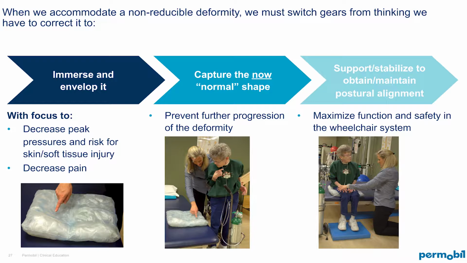I have to change gears to start thinking I need to capture the client's now, quote unquote, normal anatomical curvature, because now the kyphosis is our norm. And my goal now is to prevent, again, the further progression of that specific abnormality. And I have to switch gears into thinking I need to support and stabilize the body to obtain and maintain the best postural alignment possible. And this is really going to allow for maximum function and safety in their wheelchair.